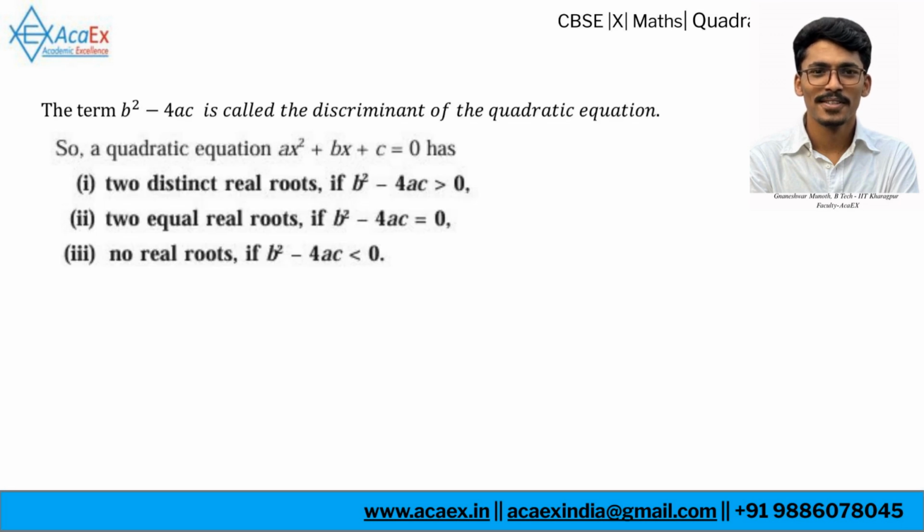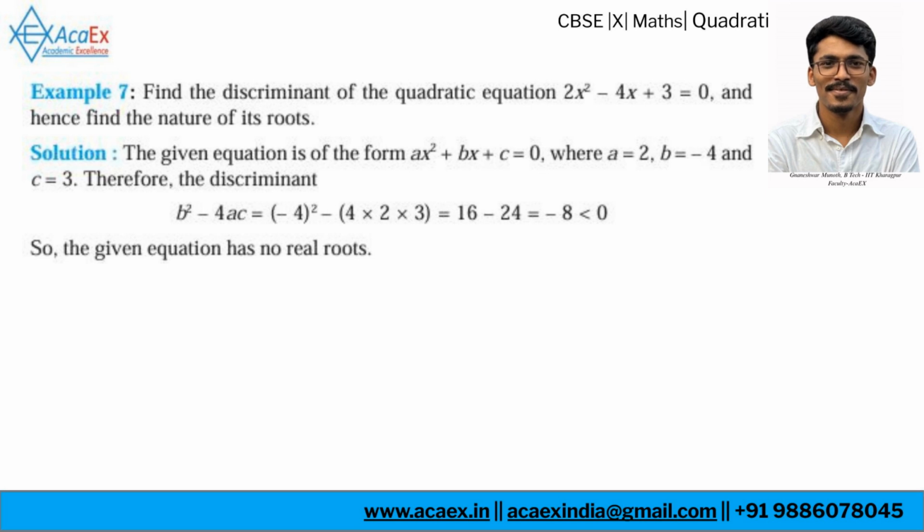The discriminant. The expression b squared minus 4ac is called the discriminant of the quadratic equation. It tells us the nature of the roots. A quadratic equation ax squared plus bx plus c equals 0 has two distinct real roots if b squared minus 4ac is greater than 0. Two equal real roots if b squared minus 4ac equals 0. No real roots if b squared minus 4ac is less than 0.